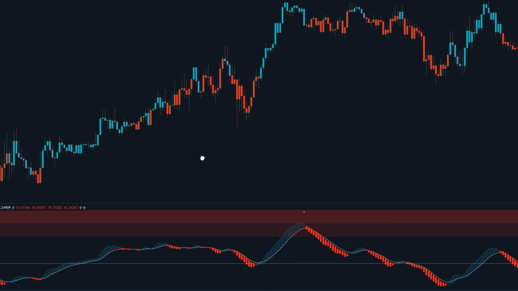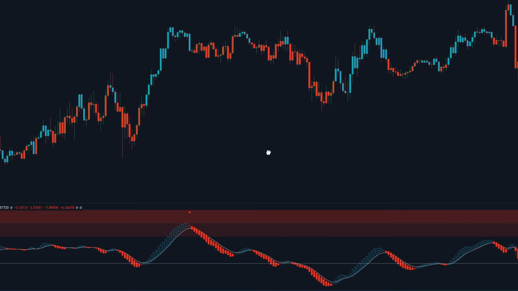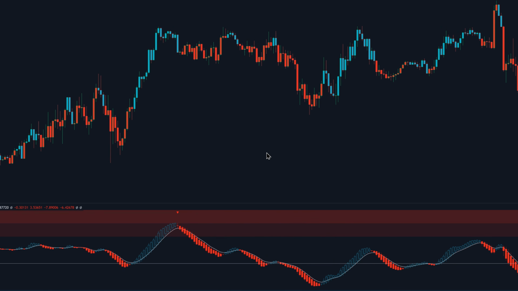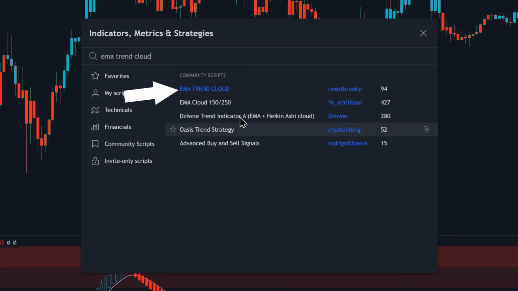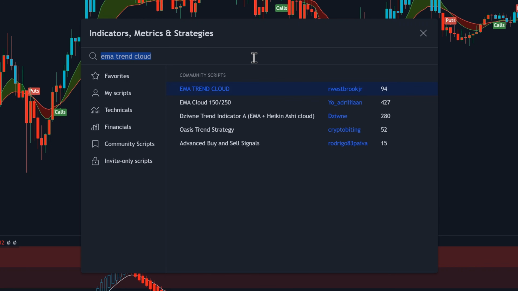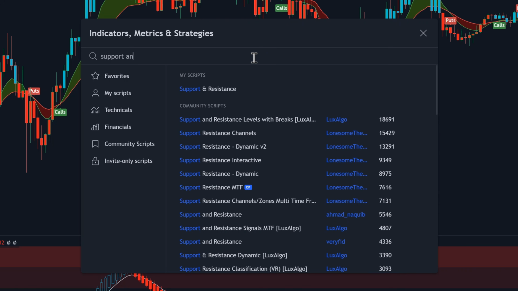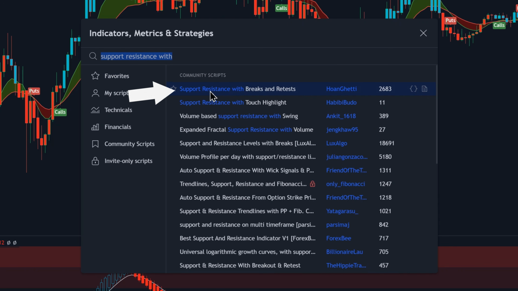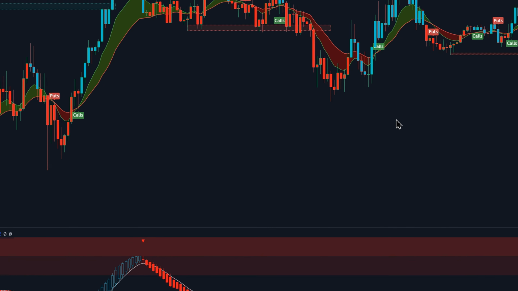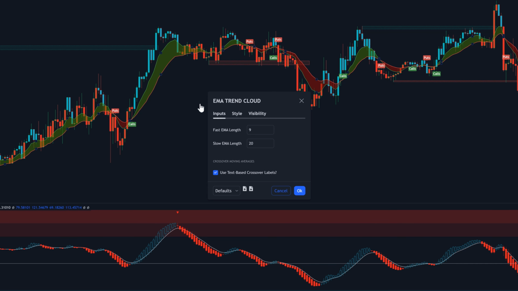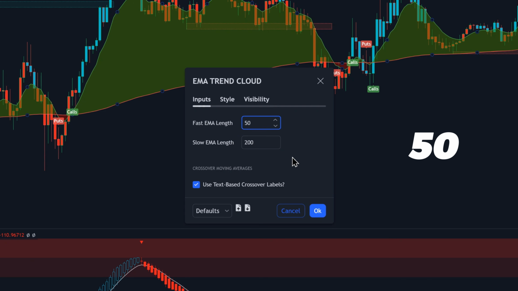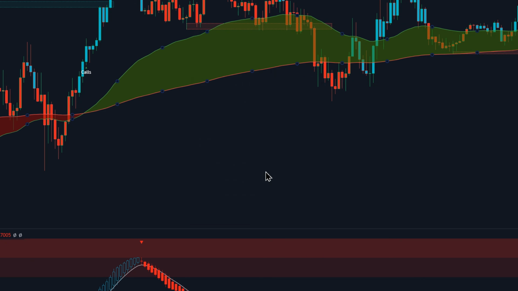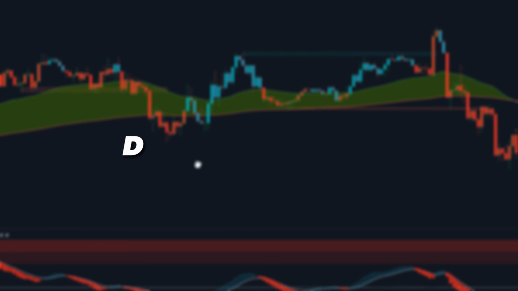Now, to finalize our setup for this strategy, we're gonna add 2 more indicators to the chart. Open the Indicators tab and type in EMA TrendCloud. Select this one by Westbrook Jr. Next, type in Support and Resistance with Breaks. Select this one by Han-Getty. Double-click on the EMA TrendCloud, then on the Inputs tab, change the slow EMA length to 200. For the fast EMA length, we're gonna keep it at 50. After that, click OK. For the break and retest indicator, we're gonna stick with the default settings.